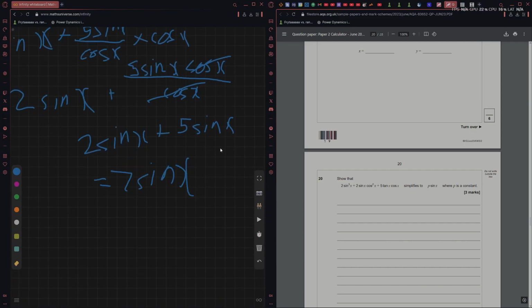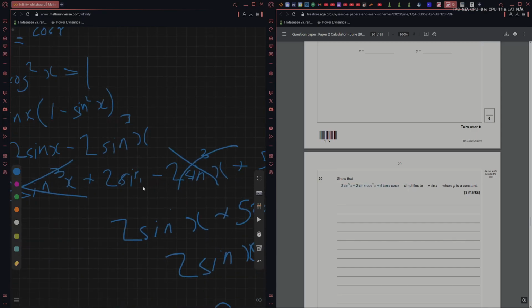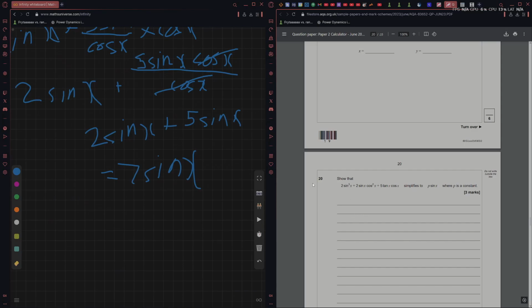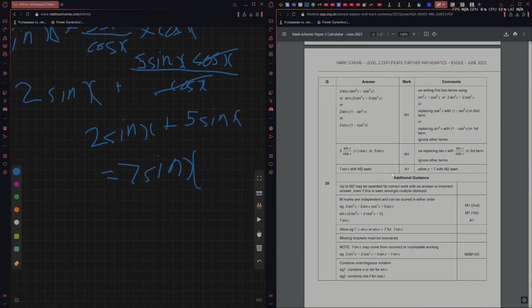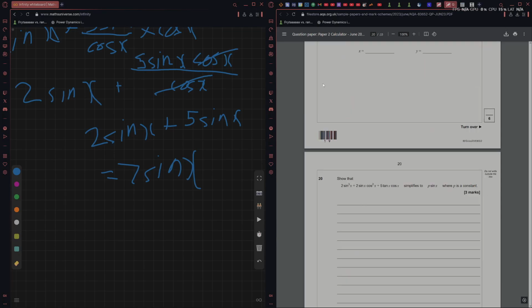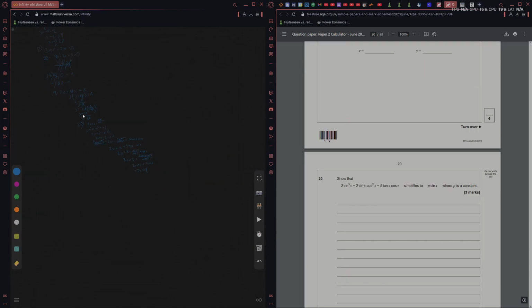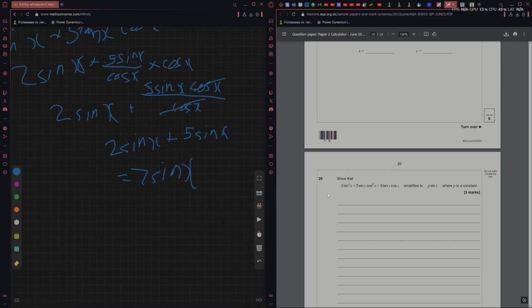Either that was just really easy, or I just have a thing with trig identities. Because every single question, whether it's AS or further maths, about trig identities, I just do. So yeah, 7 sine x, nice. Jesus, that was a killer question. I think I've been working like this for the entire time, but it works.